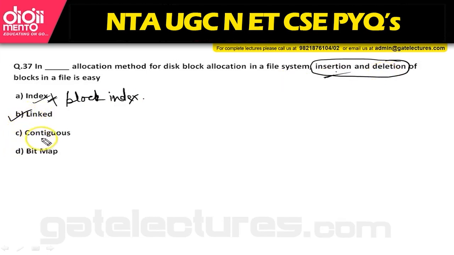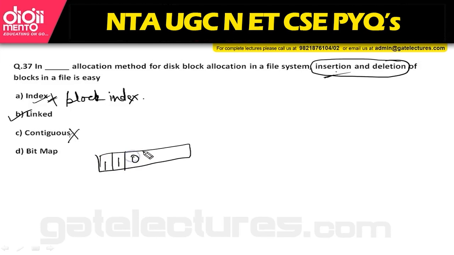Option C says contiguous. In contiguous, we allocate our whole file in the disk contiguously, but the problem here is fragmentation, both internal and external fragmentation, and they both occur while performing insertion and deletion. So that's why contiguous is also not a good option. For bitmap, we maintain bits, like say for a particular block I have data, so I will write 1. For a particular block again I have data, so I'll write 1.